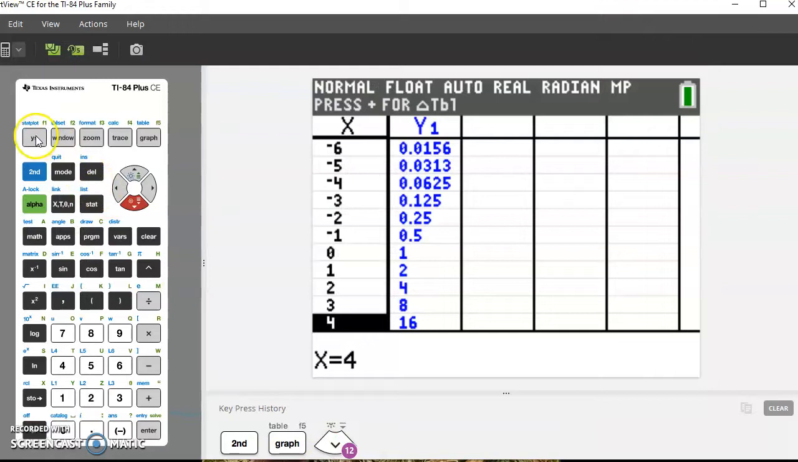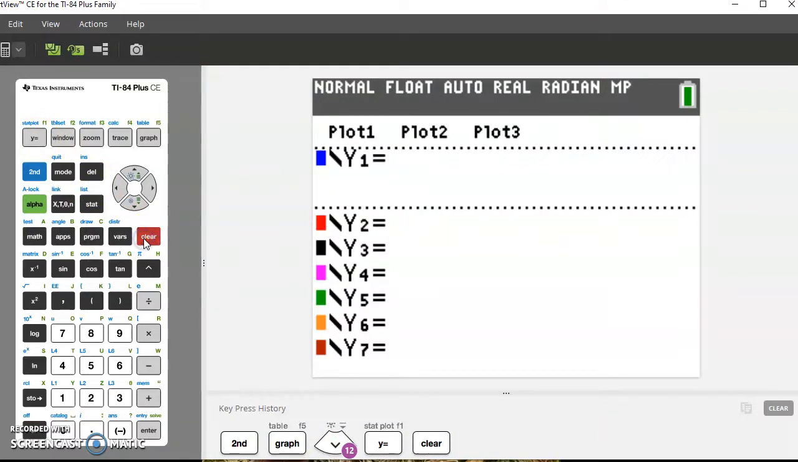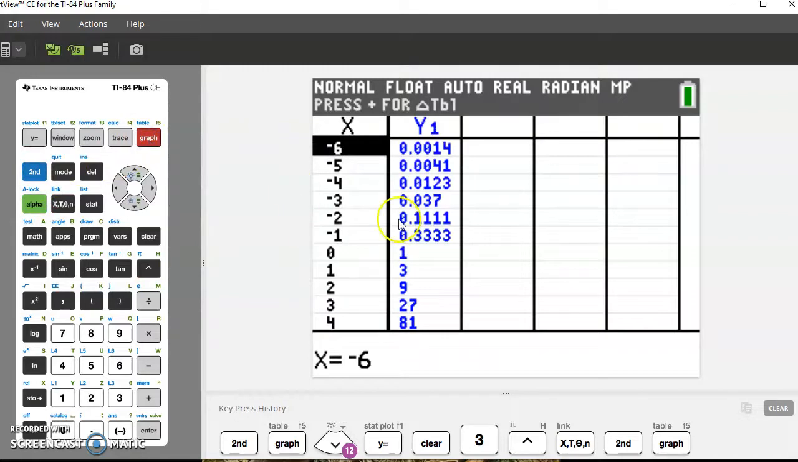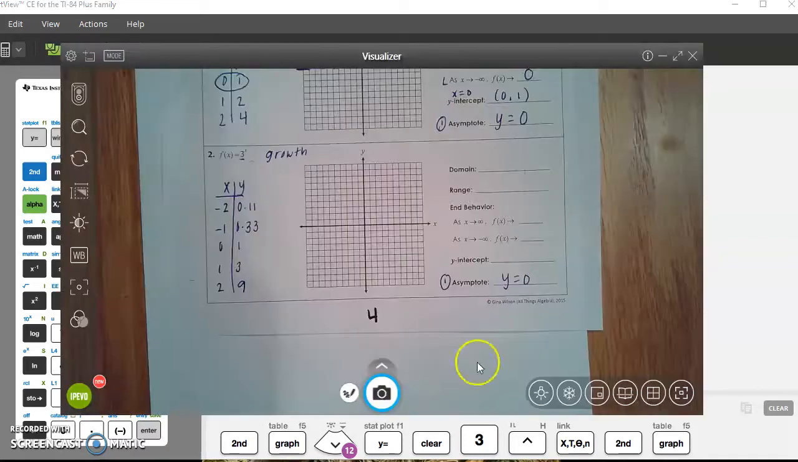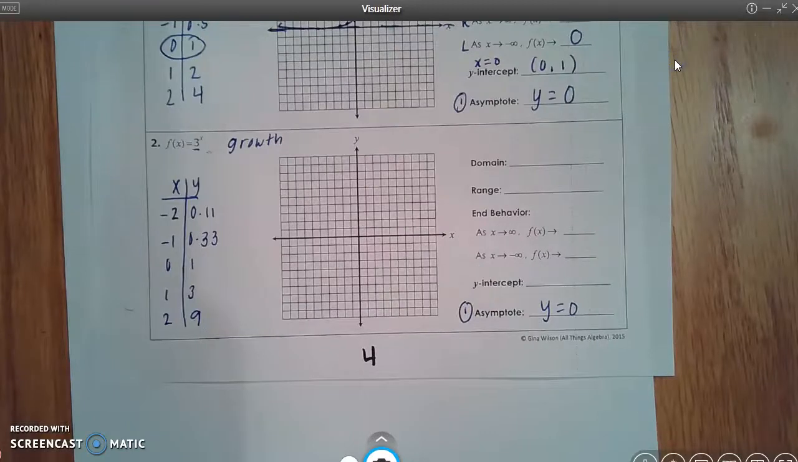Okay, so in my calculator, I'm going to go to y equals. I'm going to clear out what's in here. I'm going to do 3 raised to the x. And then once again, you hit second graph to reach your table of values. Now, your points are a little bit weirder, but it's fine. You can still mark them down. So for -2, you're going to have 0.11. -1, you're at 0.33. 0, you're at 1 again. 1 is 3, and 2 is at 9. So when I go back to my paper, this is what you should have written down.